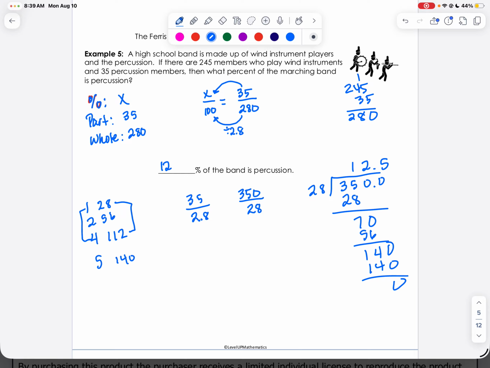So 12.5% of the band is percussion. And that concludes today's lesson on mixed practice with percents.